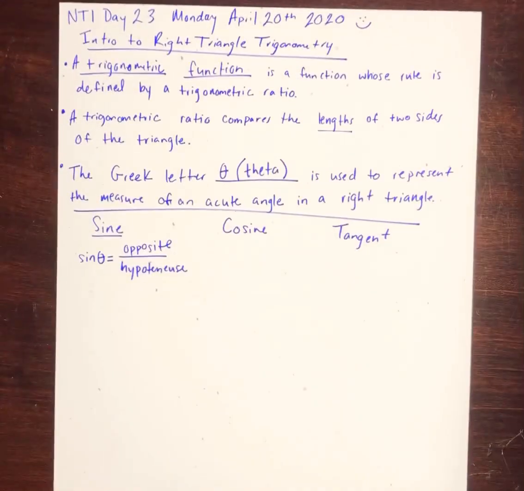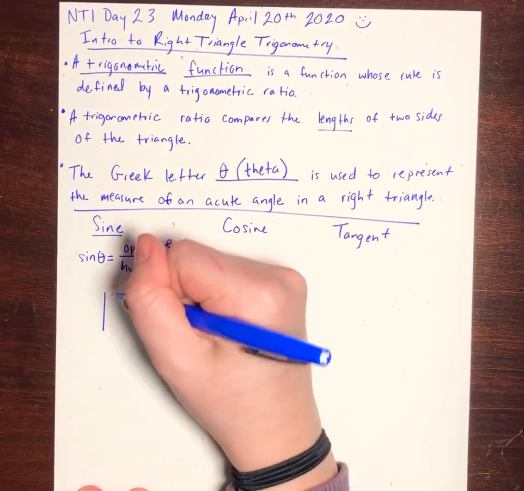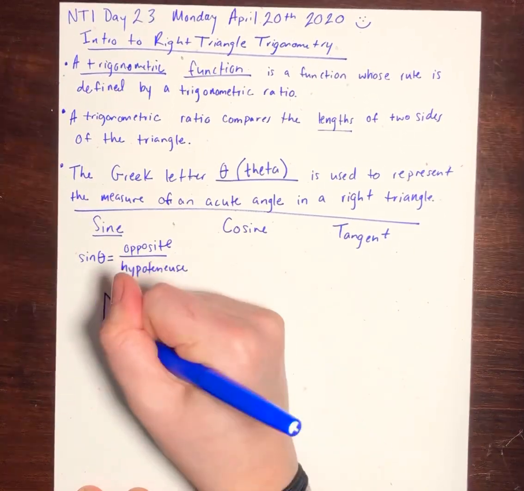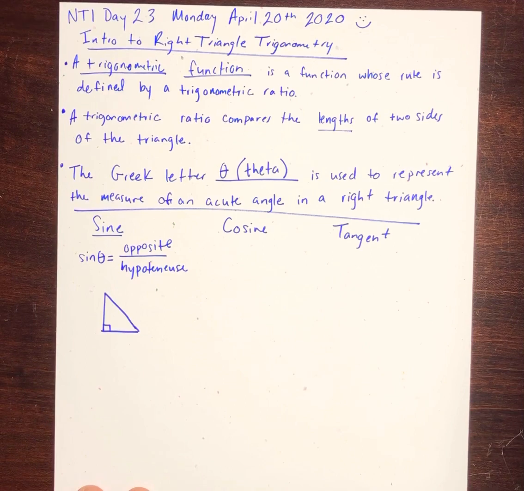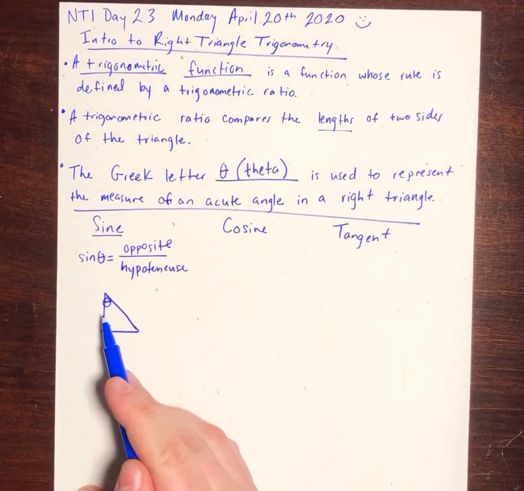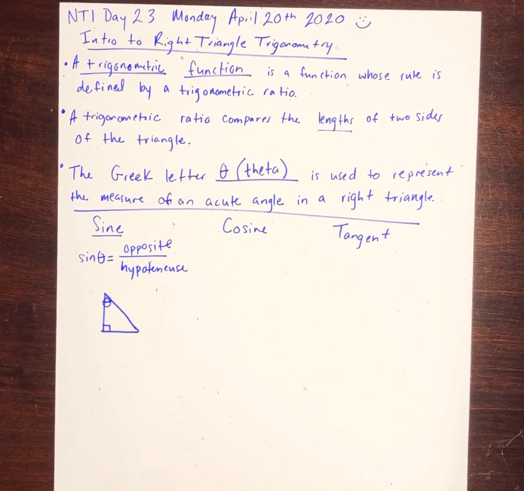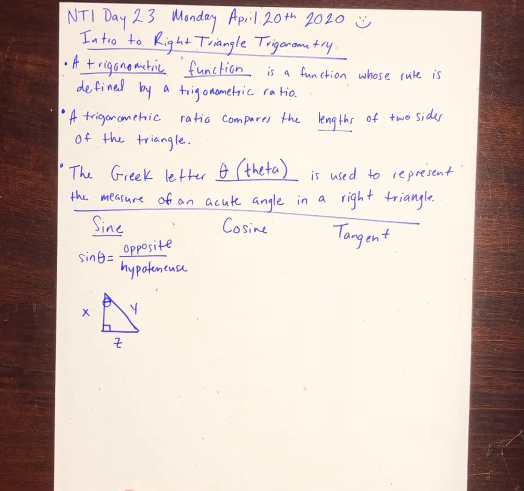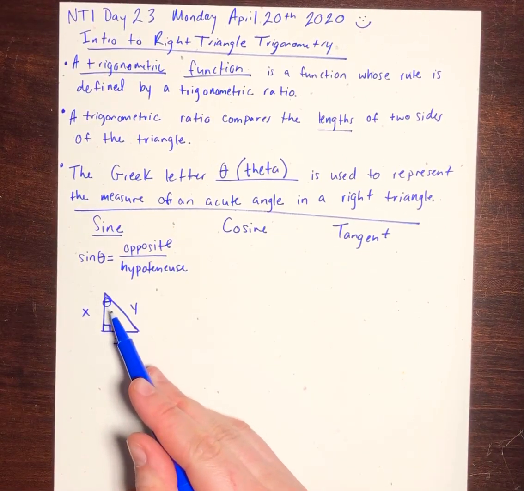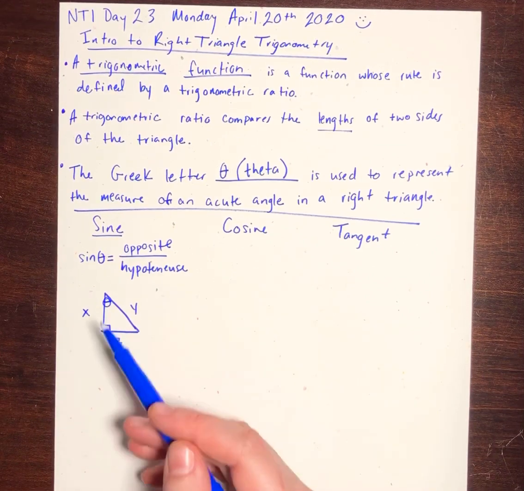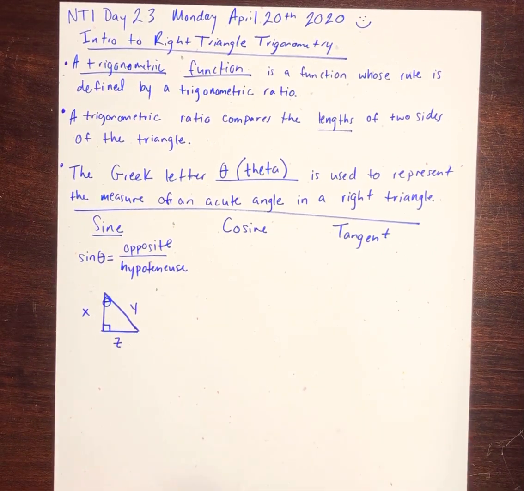So now say we've got a right triangle, right? Excuse my drawing. And say we've got a right angle here, and let's say this is theta. That's the angle that we're going to be basing everything off of. So say we've got x, y, and z for our sides. So theta's up here in this top corner. That's the angle that everything is about. So if we're looking for sine of theta, we're looking for the opposite over the hypotenuse.